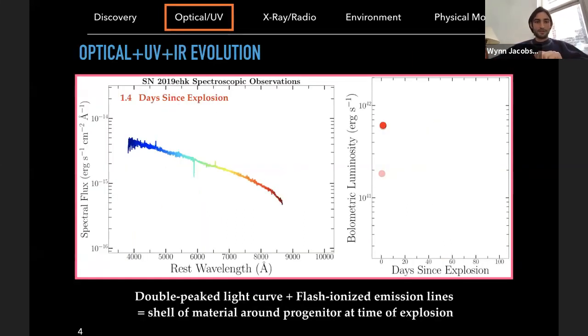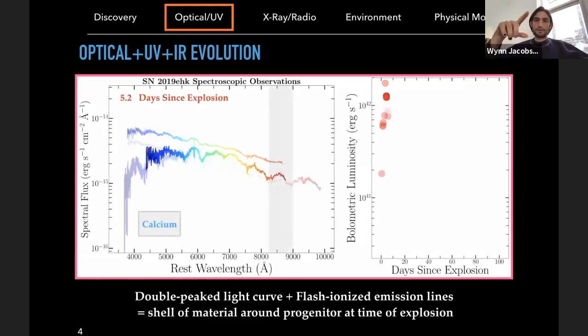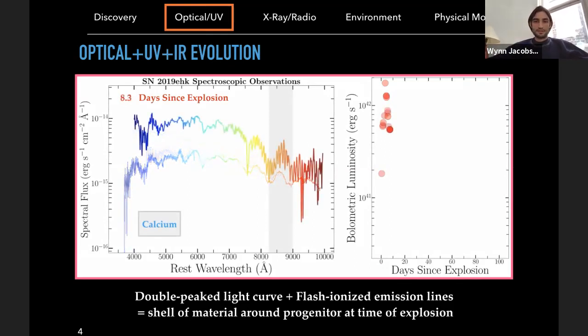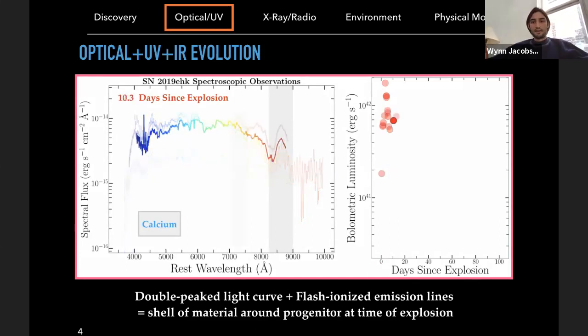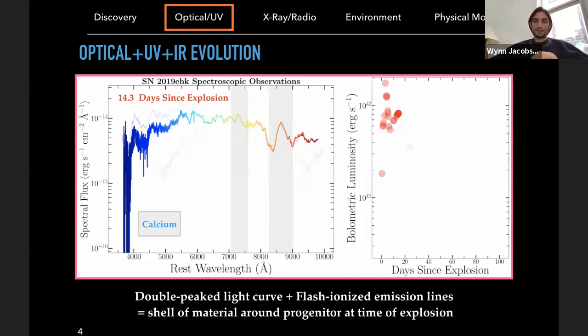And so this is a video that just goes through the whole sequence. And I'll just walk everyone through what's happening. So that was the first spectral sequence. It's evolving. And what you see, it's already risen and fallen into a peak. So this is a double peaked calcium-rich transient. This is only one of 3 that we know that has a complete double peak. And that first light curve peak is additional flux on top of the radioactive powered decay that powers normal supernovae.